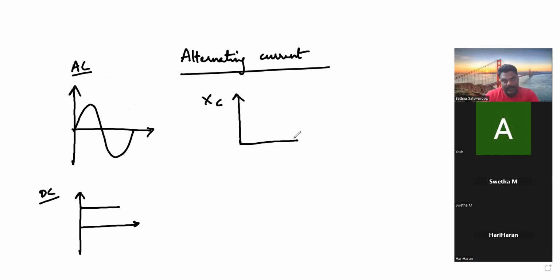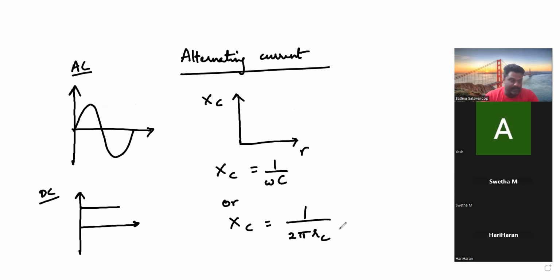AC, DC. Next, we will talk for XC and R. So XC is equal to 1 by omega C, or you can say XC is equal to 1 by 2 pi fC. 1 by R தானே நம்ம மீனிங். அப்போ 1 by R க்கு எப்படி இருக்கும்? இப்படி தானே இருக்கும் கிராஃப், ரைட்? Yes, sir.